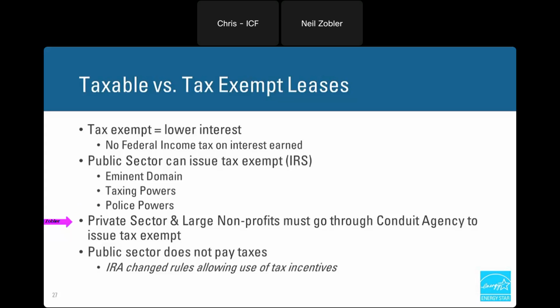For example, a private university, if it had gone through a conduit agency, like in the state of New York, which is DASNY, the New York State Dormitory Authority, they can piggyback on the conduit agency and qualify to get tax-exempt rates. Of course, the agency will take a small fee for doing that, but at the end of the day, the cost to the issuer or the obligor is reduced. And of course, it used to be that the public sector does not pay taxes, but that has been changed. This is a big change.